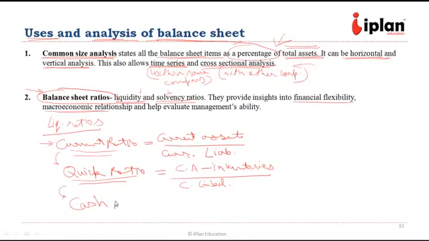And finally, the most conservative ratio regarding liquidity is the cash ratio, where we have just cash divided by current liabilities. It says whether we have sufficient cash to pay for the current liabilities. All of them present the condition of liquidity in the firm. That is why they are known as liquidity ratios.